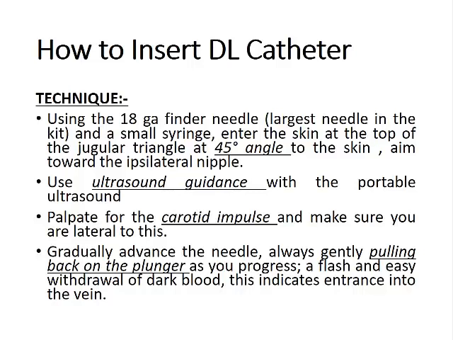Then the technique: using an 18 gauge finding needle, we will insert at the tip of the jugular triangle at a 45-degree angle to the skin, aiming towards the ipsilateral nipple. We will use ultrasound guidance with the portable ultrasound to locate this vein, and we will also look for the carotid impulse. The carotid impulse should be medial to it, and we will go laterally.